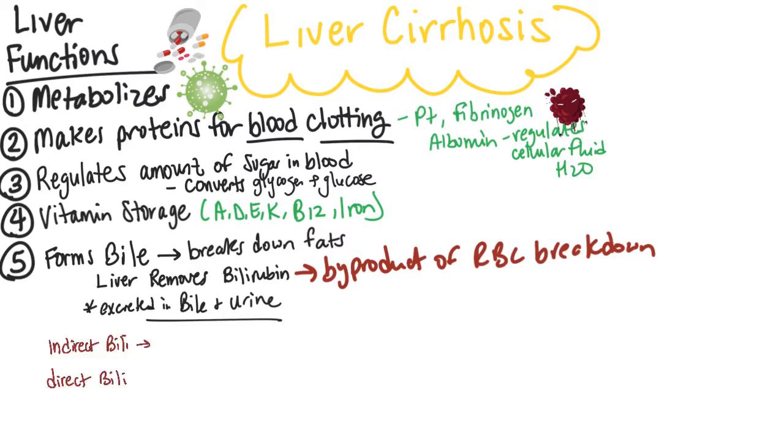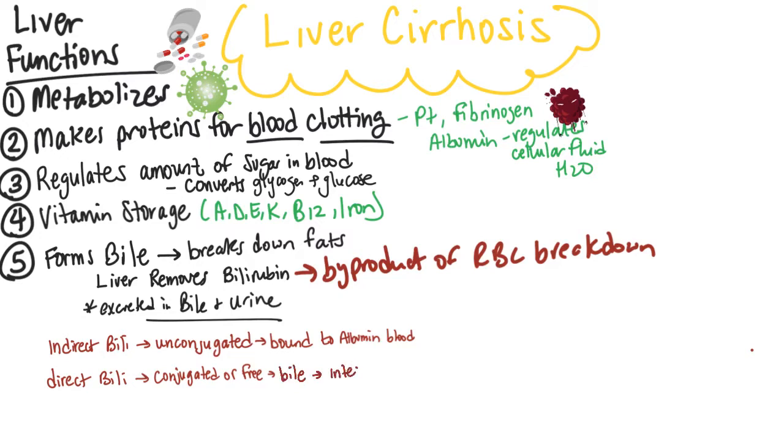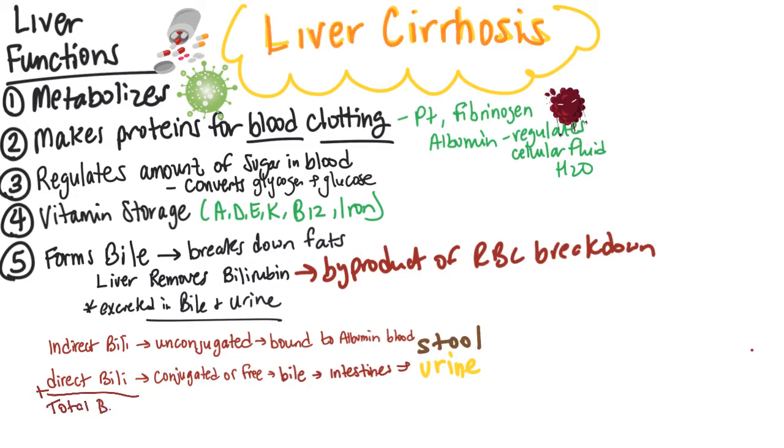Now let's look at the indirect bili. The indirect bili is also called unconjugated bili, and this means that it is bound to albumin in the blood. So then we have direct bili, which is also called conjugated or free bili. And this one is going to go to the bile, and it is going to go out through the intestines and then either out through stool or urine. So it's free to leave the body. Now, when these tests are added together, they call that the total bilirubin level.